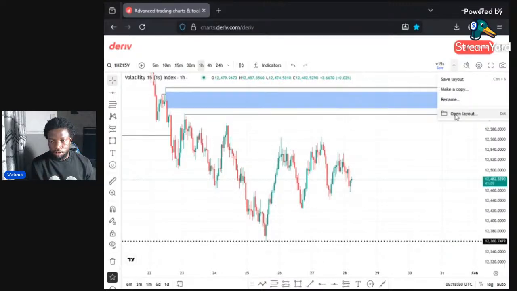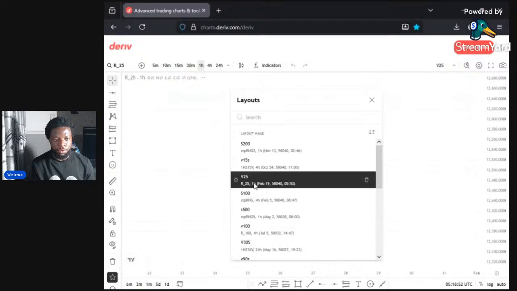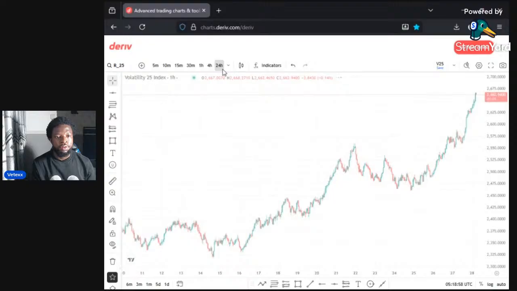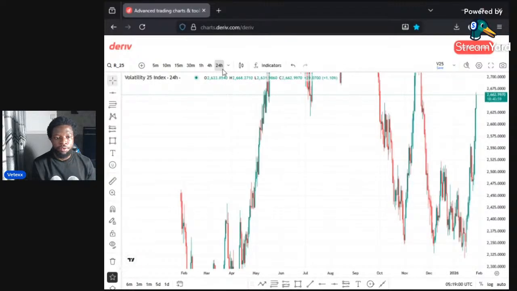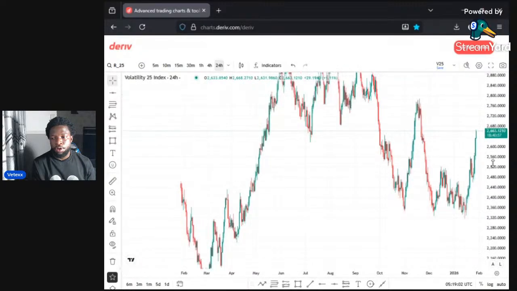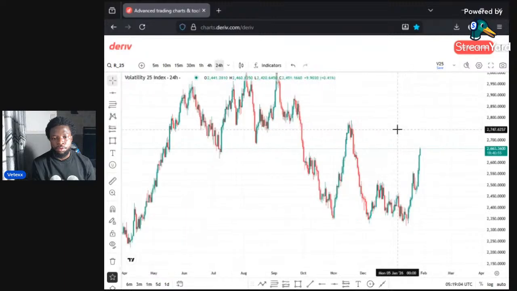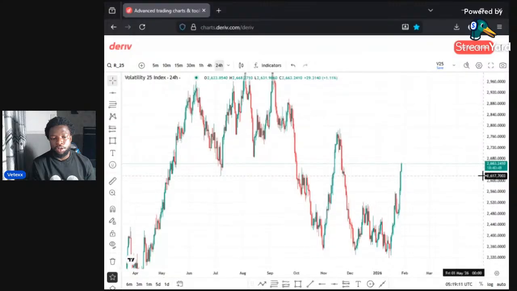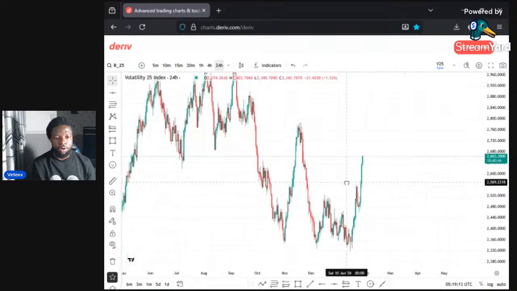So let's check out the next pair, which is V25. Starting from the 24-hour time frame, on the weekly time frame, V25 is bearish. It's very bearish on the weekly time frame. So I think what he's trying to do now is tap into the 24-hour time frame structure and then continue the sell on the 4 hour.